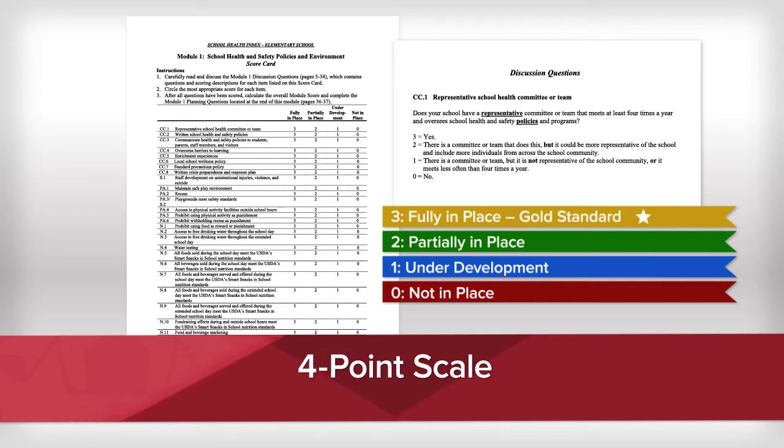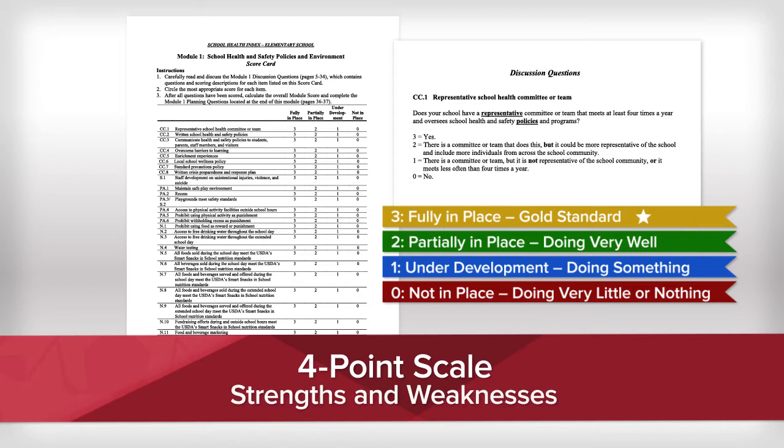For each question, a score of 3 points means that the school is achieving the gold standard. A score of 2 points means that the school is doing very well, but falls somewhat short of the gold standard. A score of 1 point means that the school is doing something in this area, but falls far short of the gold standard. Finally, 0 points indicates that the school is doing very little or nothing to meet the gold standard. Later, these scores will be used to identify strengths and weaknesses.